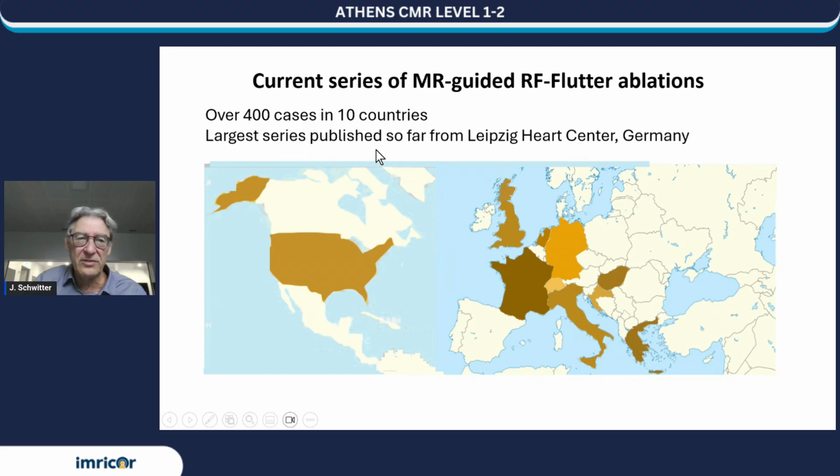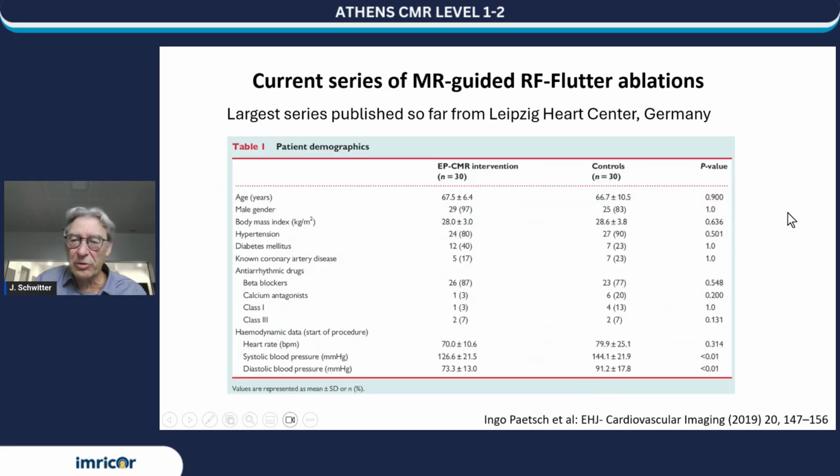And the biggest series, I would say, is probably in Leipzig. I don't know what the numbers of other centers are, but there are certainly others which are also very active in this field, because more than 400 is quite a large number. So I would like to show you, as far as I know, currently the largest number is 30 interventions done in the Leipzig Heart Center, and they also did 30 controls in the conventional lab.